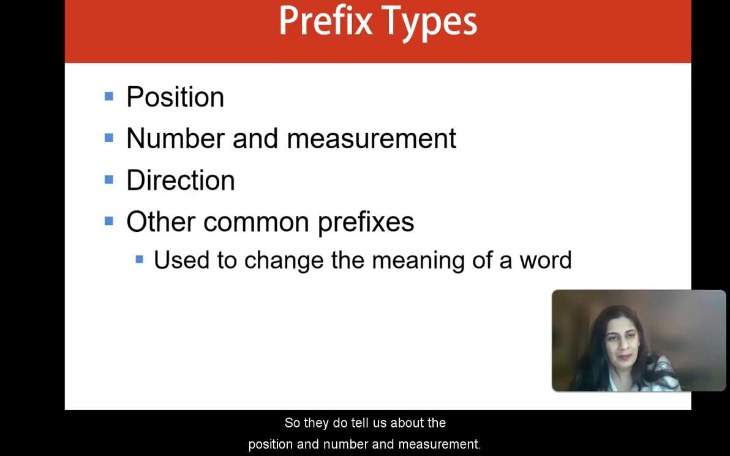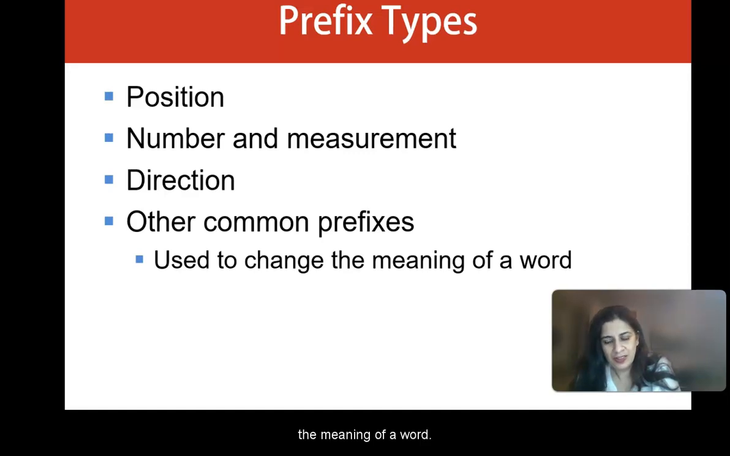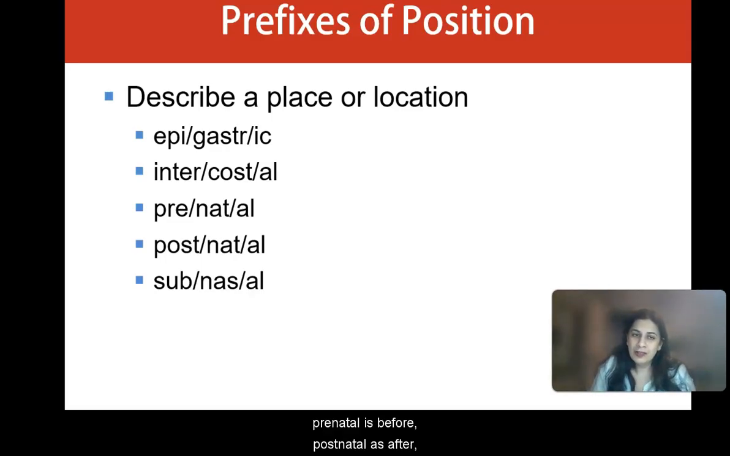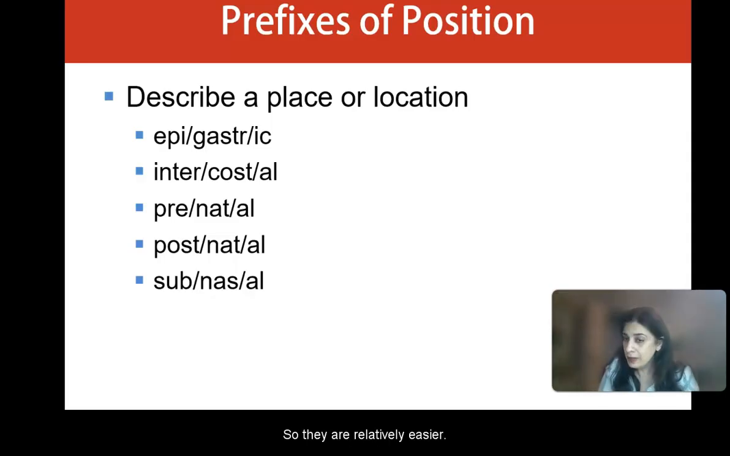So they do tell us about the position and number and measurement, direction, and other common prefixes are used to change the meaning of a word. So epigastric, intercostal, prenatal is before, postnatal is after, sub is below. So they're relatively easier. So life is easier, right?